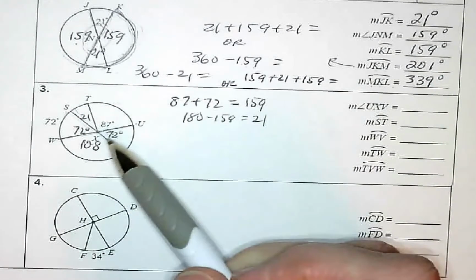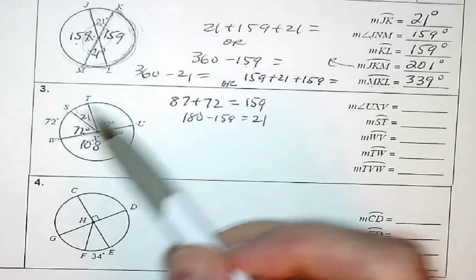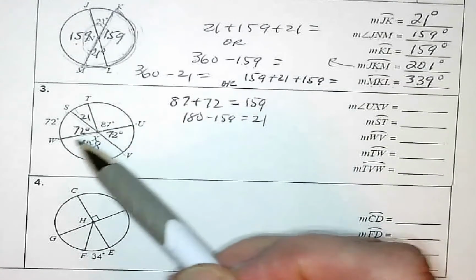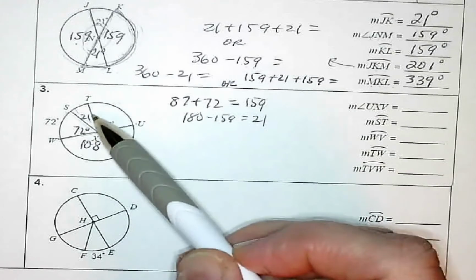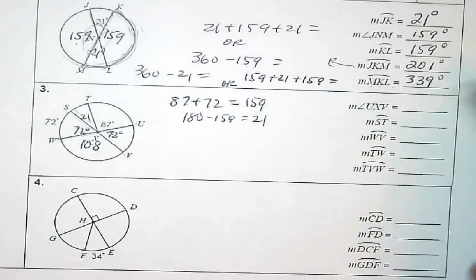Okay. Or the other fact that you can remember, it's a little bit more work, is all the way around is 360. And if you know everything, all four of these, except this missing piece, then you can do 360 minus that total and you'll still get 21. All right, we got all our angles. Let's go find them.